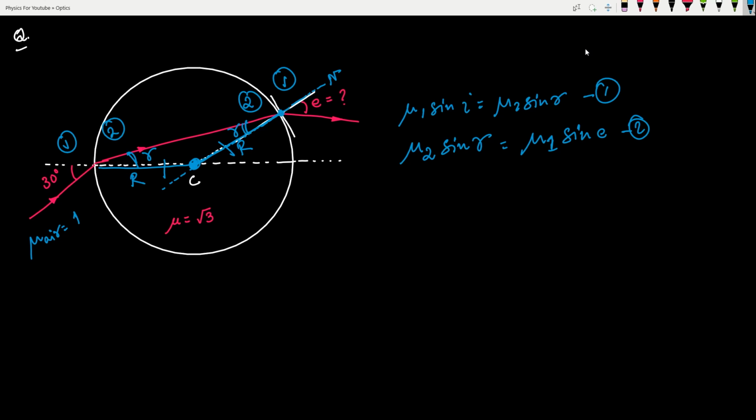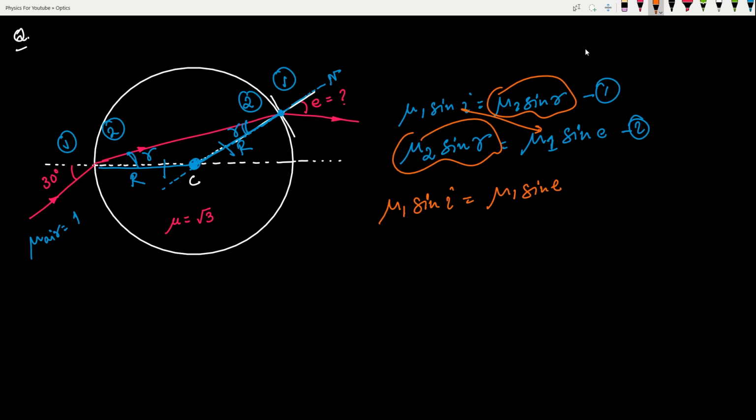Now if you compare, it's very simple. You can see that mu2 sin R is common. Therefore we can say this is equal to this. So mu1 sin I is equal to mu1 sin E, therefore mu1 got cancelled, and we can say that the angle of incidence has to be equal to the angle of emergence. Now the angle of incidence is given to be 30 degrees. Therefore the angle of emergence will also be 30 degrees here.